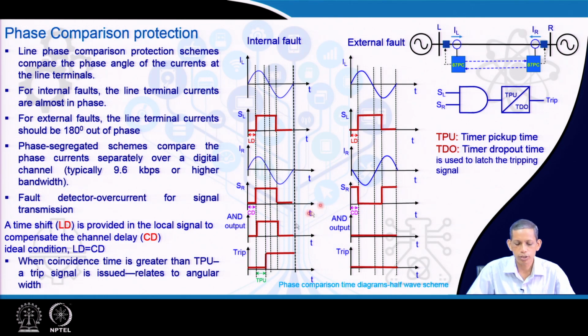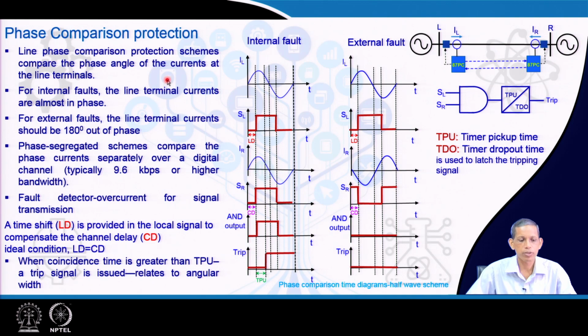The intersection, or coincidence time, is the result of the AND operation. For external faults, the coincidence time is 0. If it becomes smaller than the TPU, then it is a no trip decision. TDO is the timer drop time, the dropout time, and it is used to realize the tripping signal for successful and reliable tripping operation.